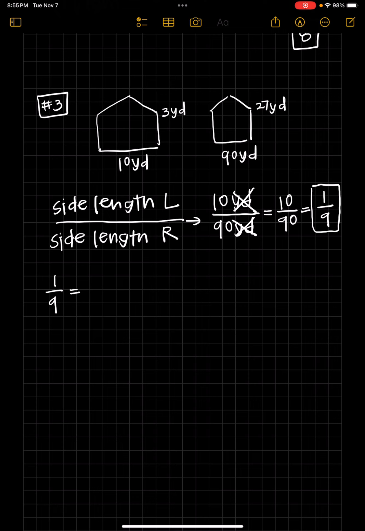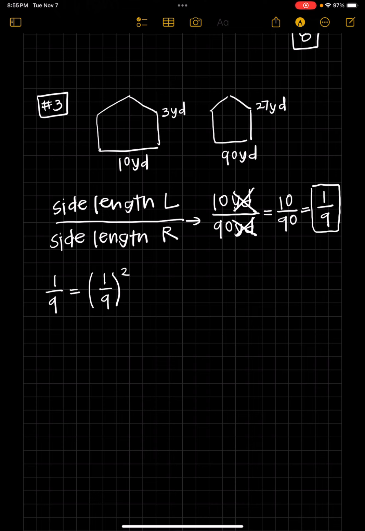So what we're going to do is, basically, we want to find the ratio of the volumes and ratios of the surface areas. We don't actually care about the actual surface areas or the actual volumes. So if I know that the ratio of the side lengths is 1/9, then the ratio of the surface areas, what I'm going to do is just take that 1/9 and square it.